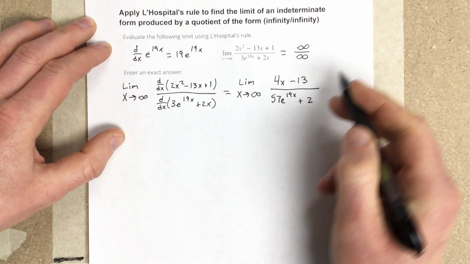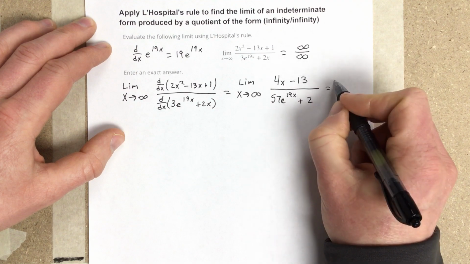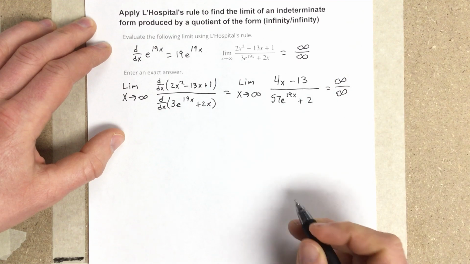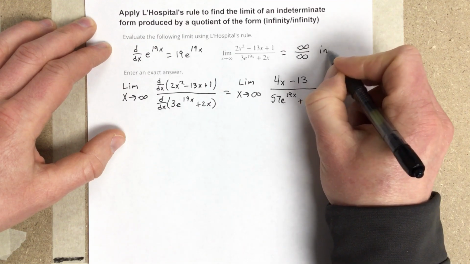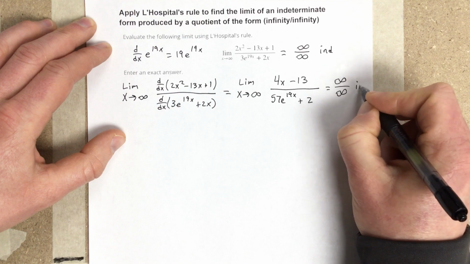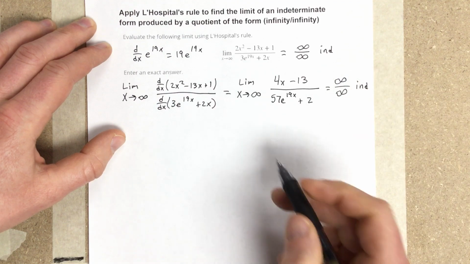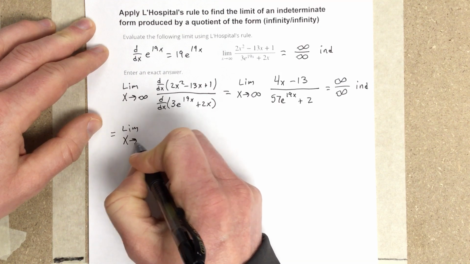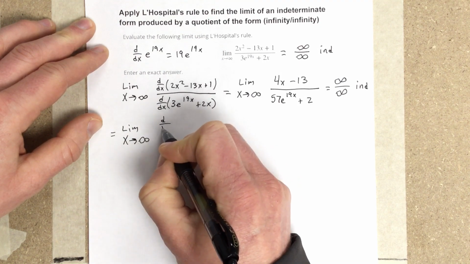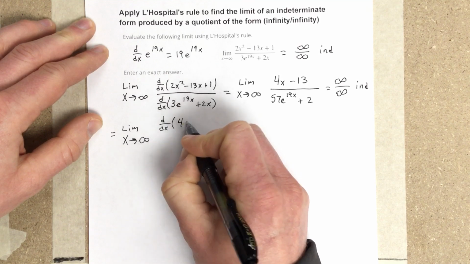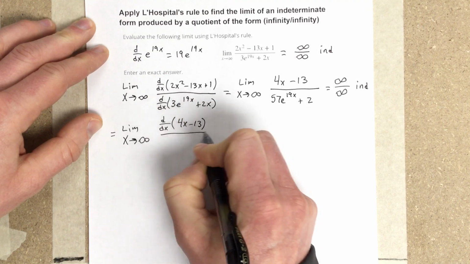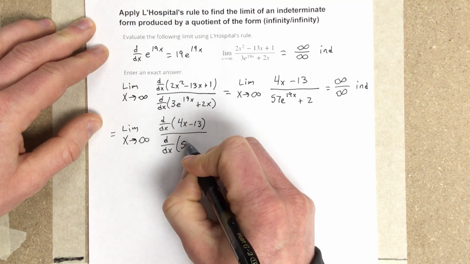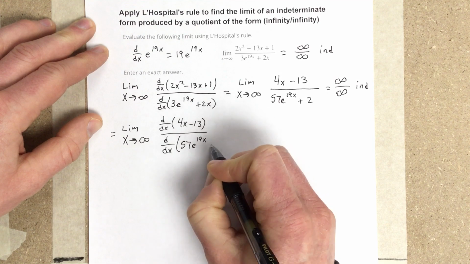Let's plug infinity in, and again we get infinity on top and infinity on the bottom. So this is indeterminate again. I'm just going to write that this is ind. So then we're going to take the derivative again. So this is equal to the limit as x approaches infinity of d over dx of 4x minus 13 over the derivative of 57e to the 19x plus 2.